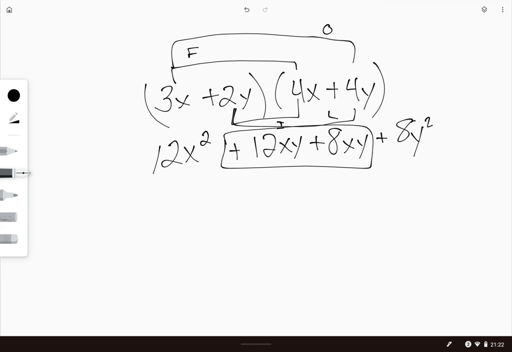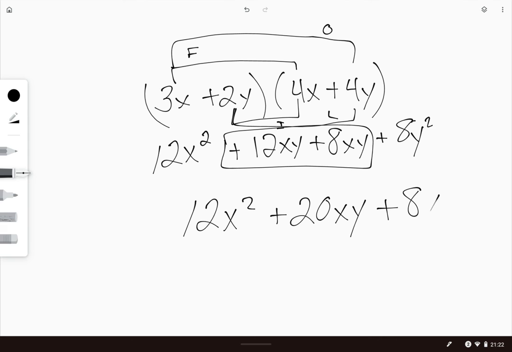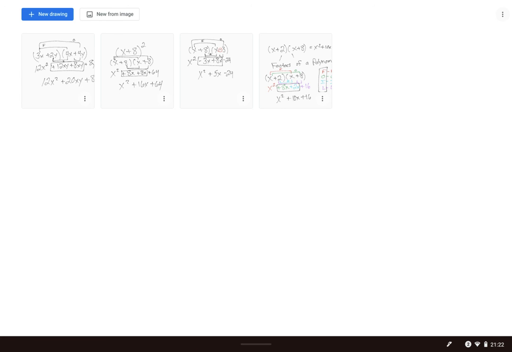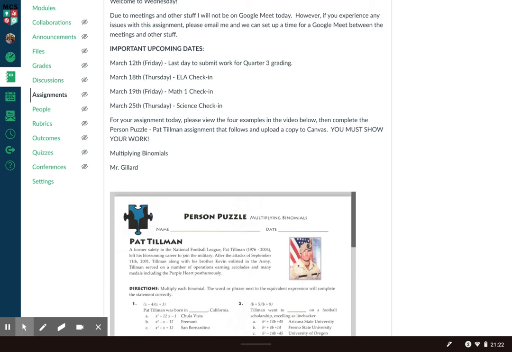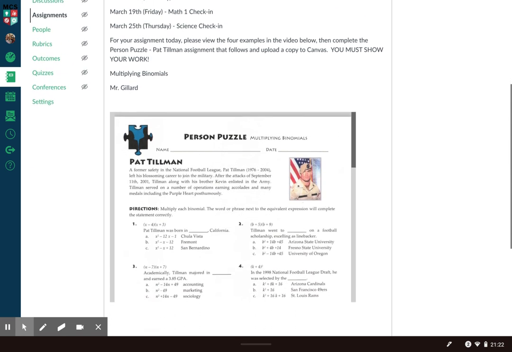All right, so now my final step with this polynomial is to write it in standard form. So I combine those like terms, and that gives me 12x squared plus 20xy plus 8y squared. Okay, so now that we've looked at those examples, you can go ahead and go on to your assignment.